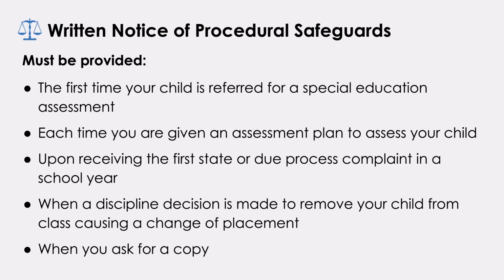Written notice of procedural safeguards must be provided the first time your child is referred for special education assessment, and each time you're given an assessment plan to sign for your child, upon receiving the first state or due process complaint in a school year. Also, when a discipline decision is made to remove your child from class, causing a change in placement, and anytime you ask for a copy.